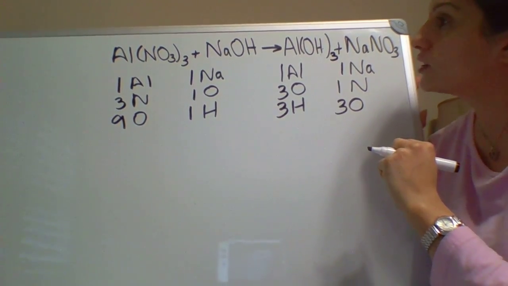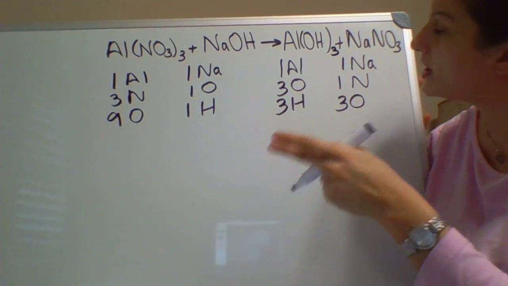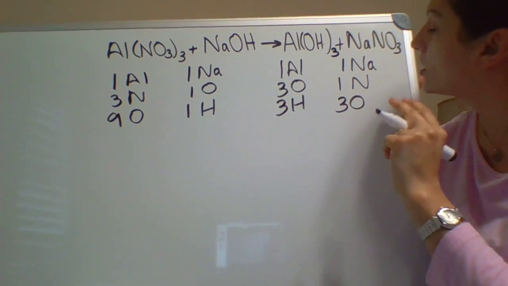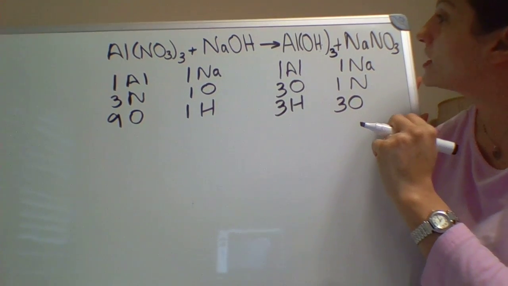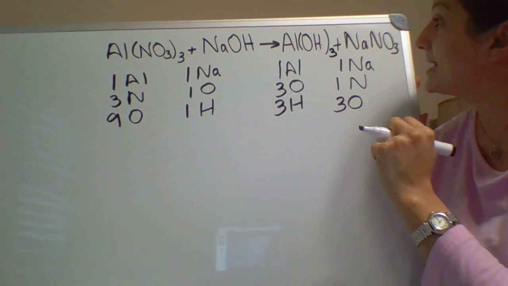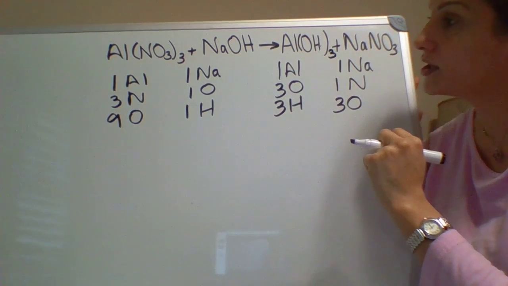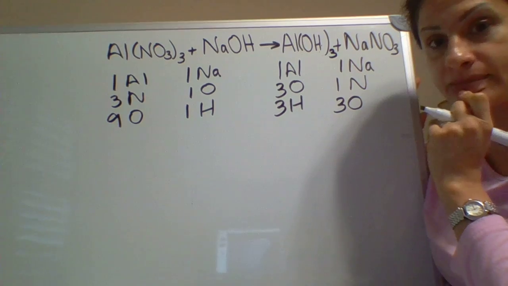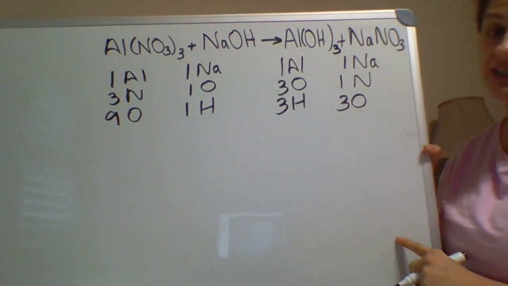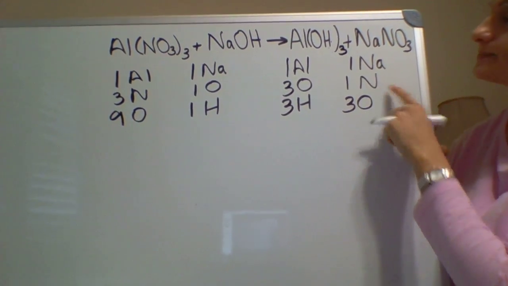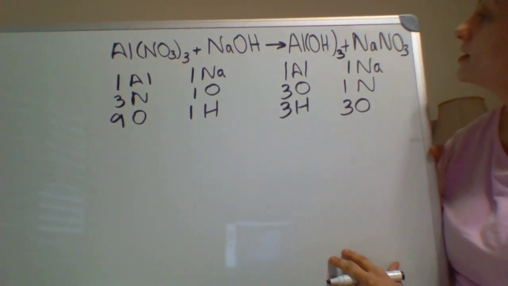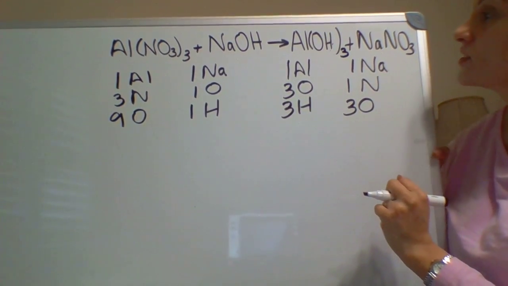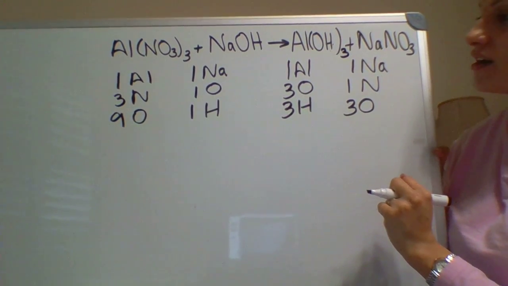Let us look at our aluminum. Okay, we got 1 on the left, we got 1 on the right, so we're good. Sodium, we have 1 on the left, 1 on the right, we are good. Now, I guess we got to look at nitrogen. That's the other one. We have 3 nitrogen on the left, but only 1 on the right. So what we have to do is fix that. What do we have to multiply the sodium nitrate by in order to get 3 nitrogen on the right-hand side? We have to give it a coefficient of 3.